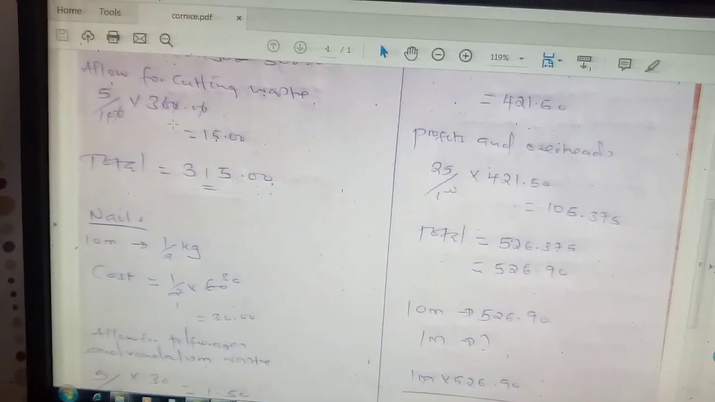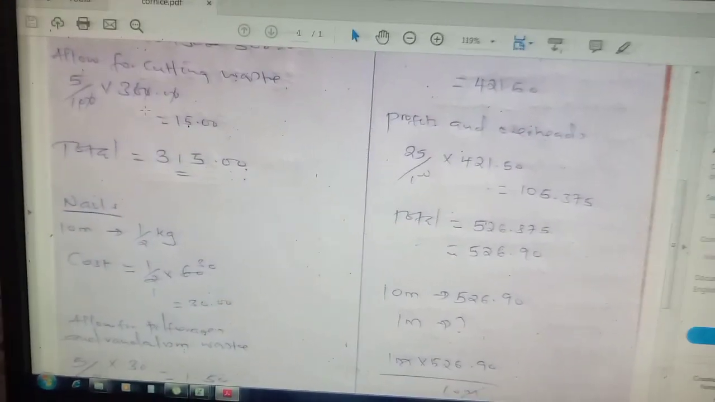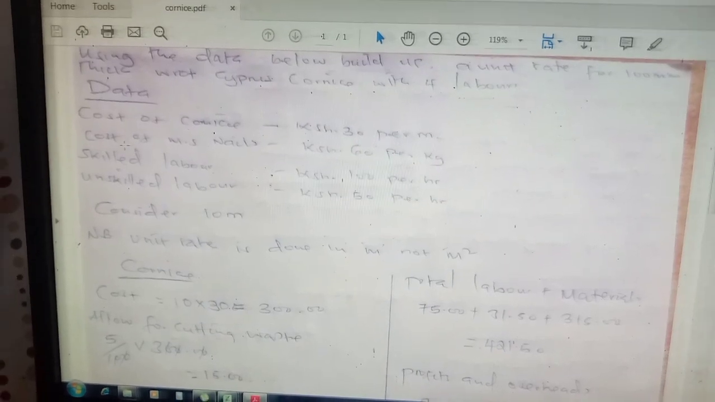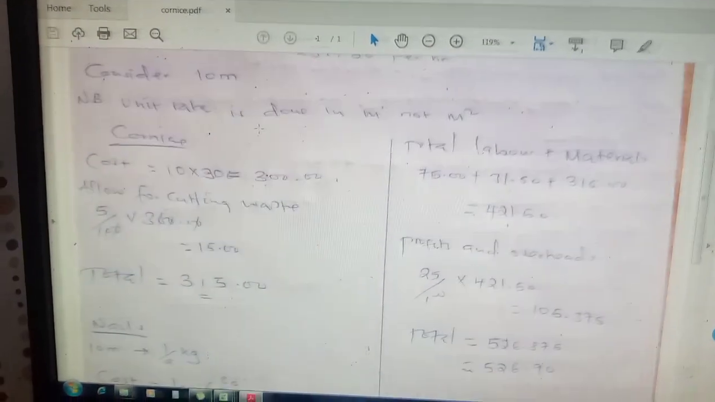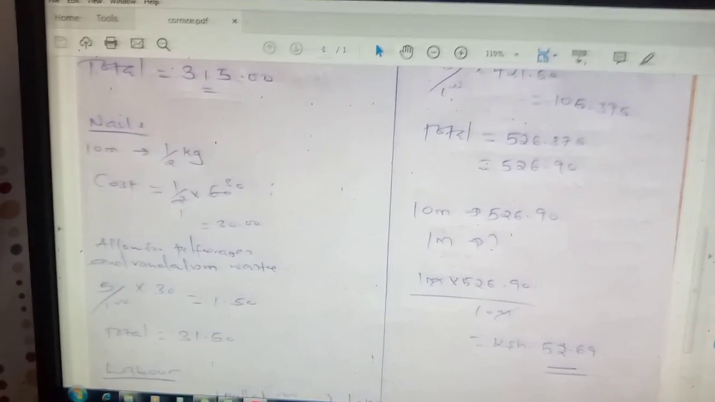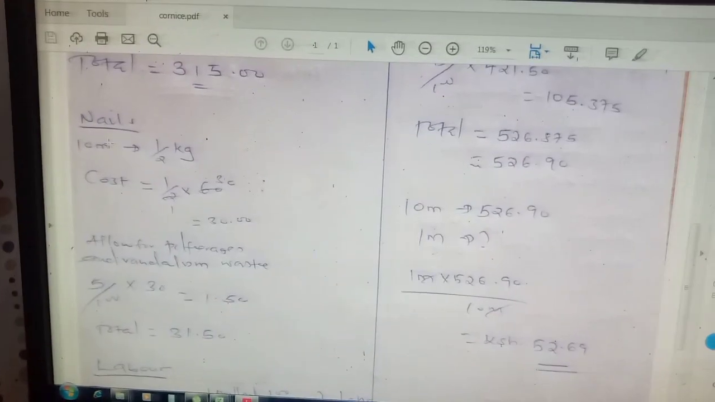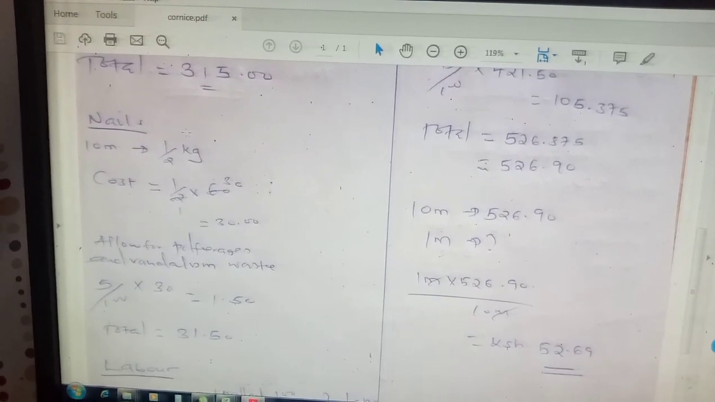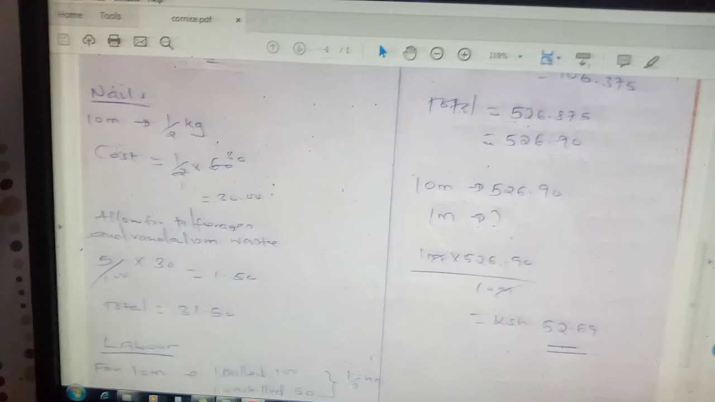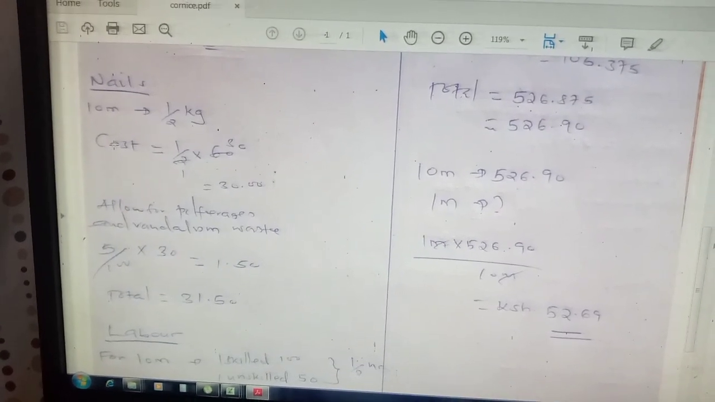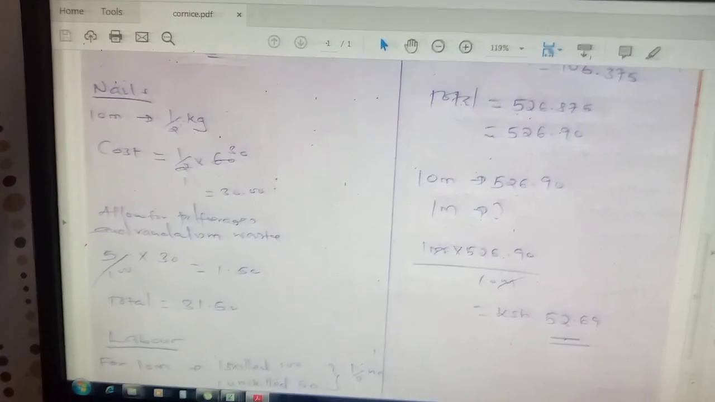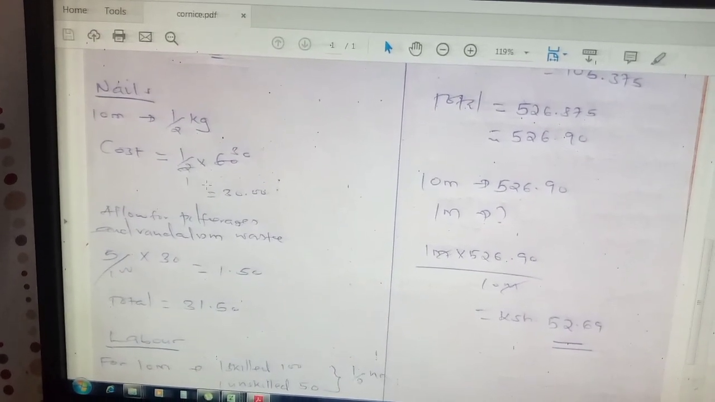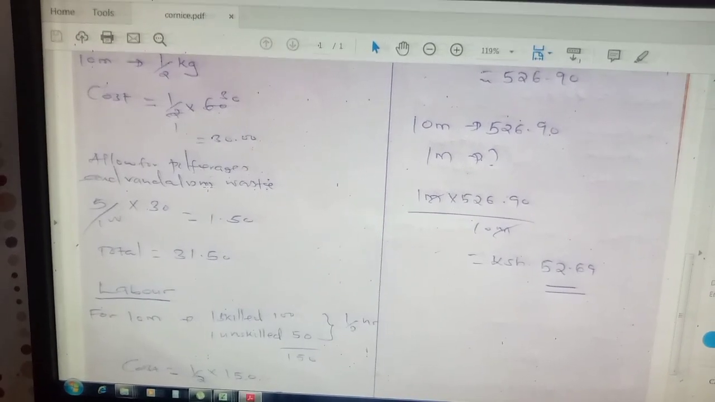Then the next item in materials is nails, whereby we've been told that the cost of mild steel nails is 60 shillings per kg. So you make a relevant assumption. For example, for 10 meters, you'll use half a kg of nails to fix the cornice. When you want to get the cost, you just take half of that cost of 1 kg, which was 60. So half a kg will cost how much? 30 shillings. It is as simple as that.